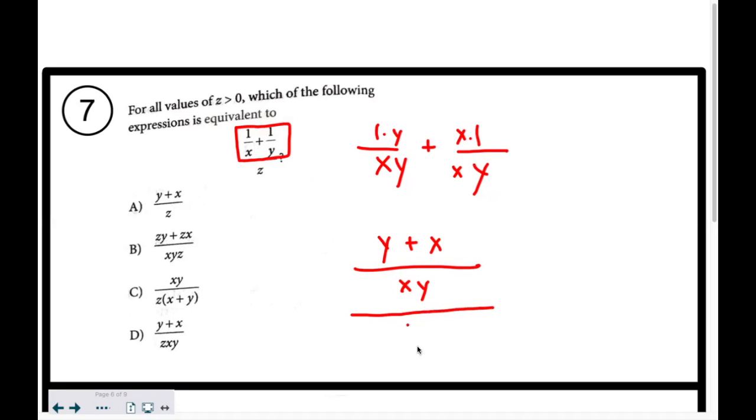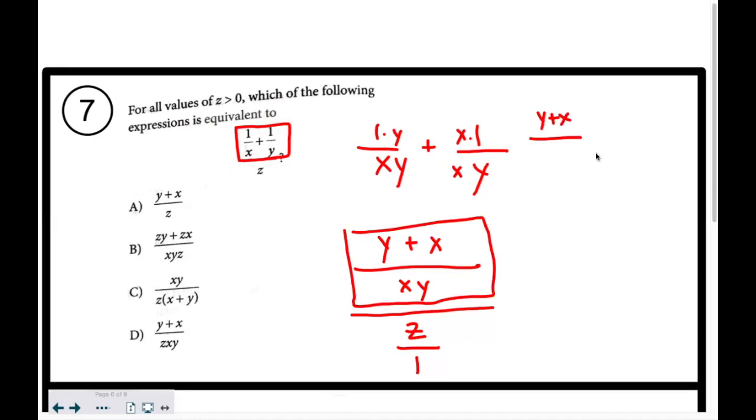And I'm going to think of that as z over 1. Because when something looks different than what you're used to, just make it look like something that you are used to. And hopefully we know how to divide fractions. Usually when you're dividing fractions, we've all learned keep, change, flip. So what you need is two fractions. So you keep this fraction, that's y plus x over xy.